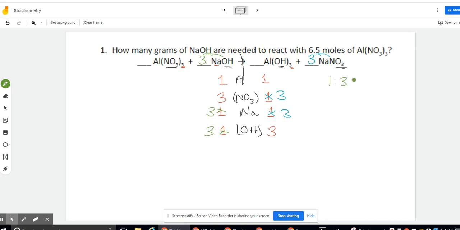All right, so our mole ratio could be written like this. Okay, all right, so moving on, let's get into the stoichiometry part.